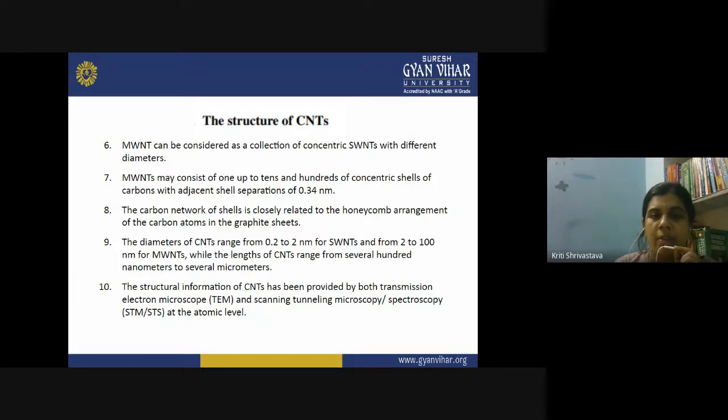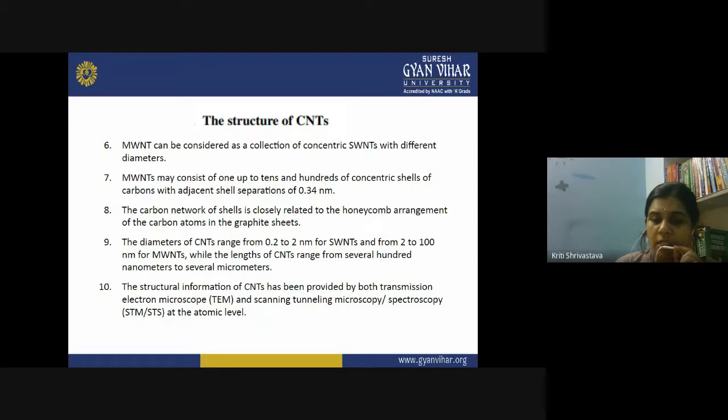The carbon network of each shell is closely related to the honeycomb arrangement of carbon atoms in the graphite sheet. What is the honeycomb arrangement? Most of the sheet is made up of hexagons. The diameter of a CNT ranges from 0.2 to 2 nanometer for single-wall nanotube. For single-wall nanotube, what is the diameter? It is 0.2 to 2 nanometer. And for multi-wall nanotube, it is from 2 to 100 nanometer.